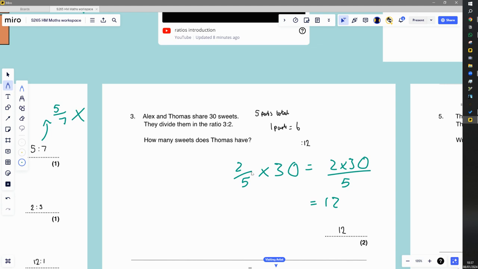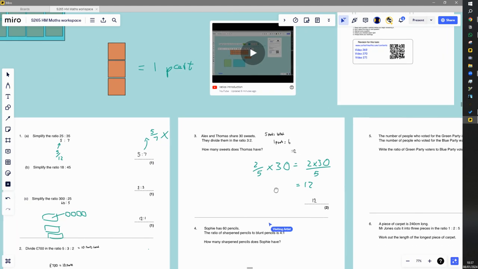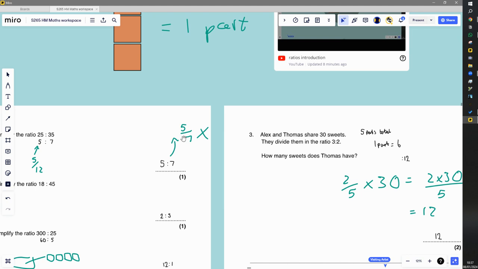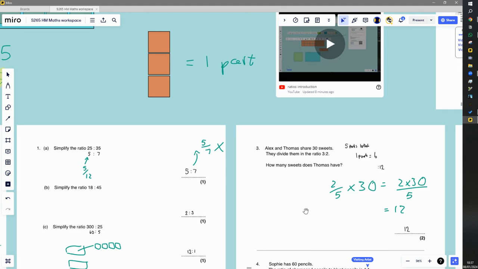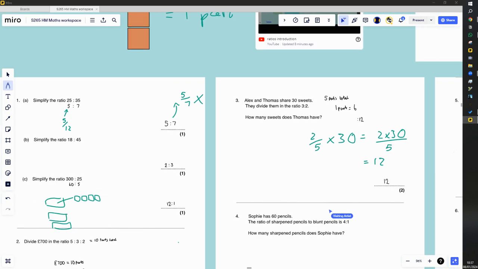So this is how it relates to fractions, but don't fall for this trick, which a lot of people do, where they think that number goes at the bottom. The number that goes at the bottom would be the 5 plus 7. All right, I'll just stop the video there.